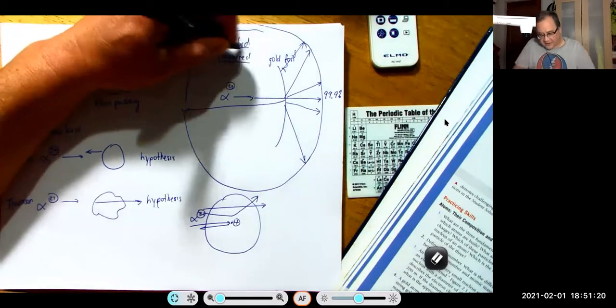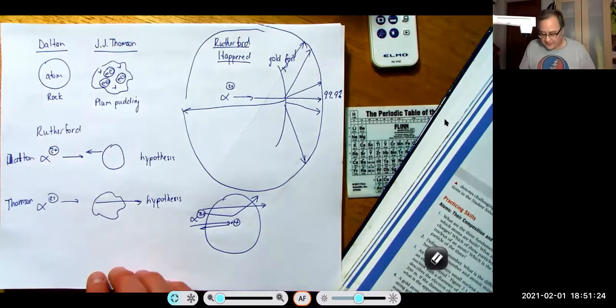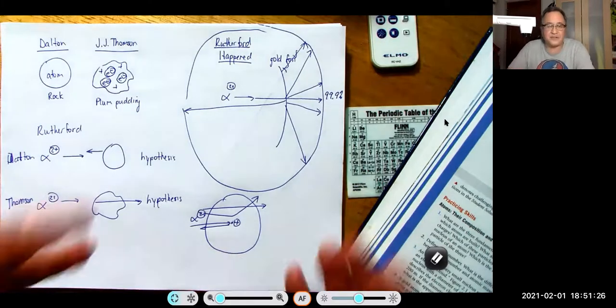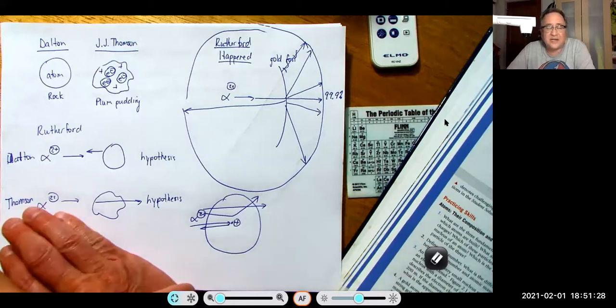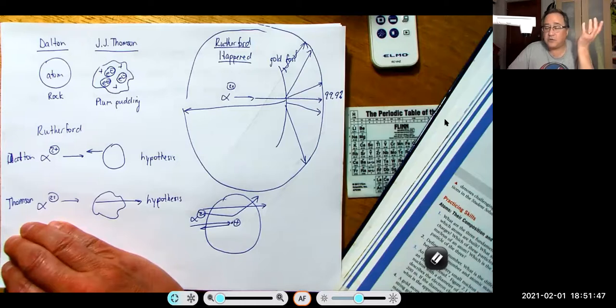Based on his experiment, it kind of proves these two hypotheses wrong. And you come up with a new hypothesis where you use the simplest explanation for what you observe. The reason the particles don't deflect is because atoms are mostly just space. The reason some of them come right back is because they hit something really dense. And we call that the nucleus. And the reason some of them deflect a little bit is because of charge repulsion.